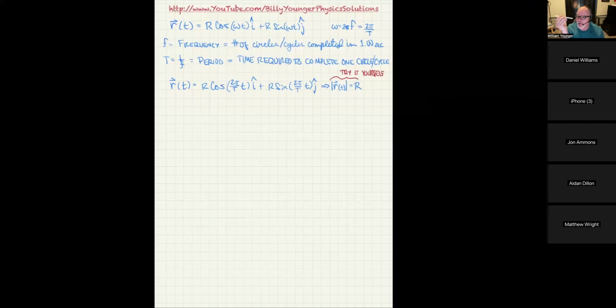At t over 8, it's exactly 45 degrees up and pointing that way. At t over 4, it's pointing like that. At 3t over 8, it's pointing like that. At 4t over 8, which is t over 2, it's pointing like this, and then this, and then this, and this. So you can see it's really just a vector r rotating around in a counterclockwise direction. Okay. That's what r of t represents.